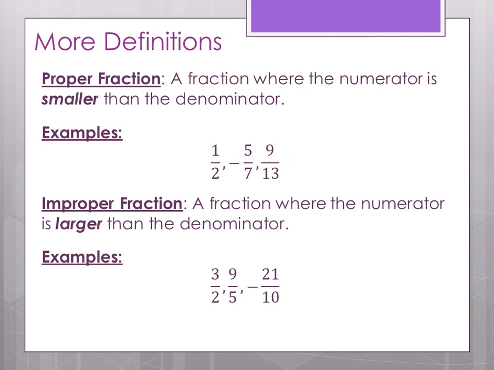An improper fraction is a fraction where the numerator is larger than the denominator. So in these examples here, we'll see some improper fractions. 3/2, for example, is improper because the numerator 3 is bigger than the bottom number 2. 9/5, 9 is bigger than 5. And -21/10, 21 is bigger than 10. Now we'll explore later on in this DMA 20 that these improper fractions can also be represented as mixed numbers. So we'll get into that more in a later section.